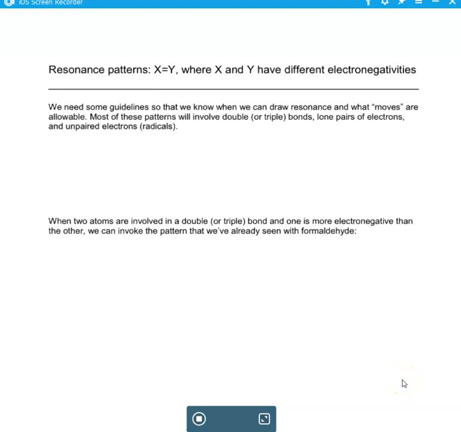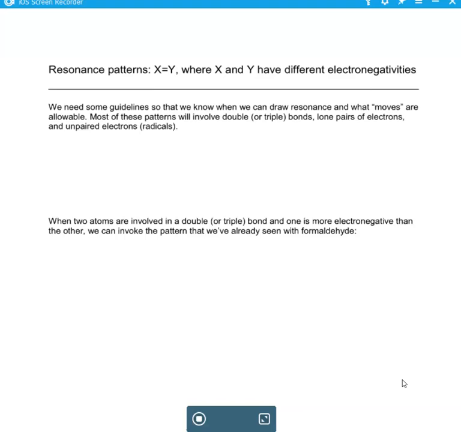Now that we have the overview of resonance under our belts, what we need next is to be able to look at a structure and answer the question, can I draw resonance for this structure? And if so, what can I draw? So what that means is learning a set of patterns that we can recognize within various structures.